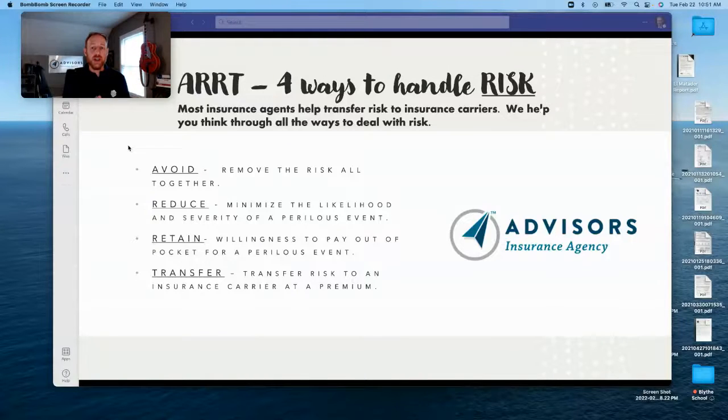Next one, reduce. Minimize the likelihood and severity of a perilous event. Now that sounds complicated, but let's talk about what it looks like to reduce risk. Insurance companies make businesses and individuals do this all the time. So if you have a pool in your backyard, the insurance carrier is going to require you to have a 4-foot fence with an automatic latching gate. That's a risk reduction measure.